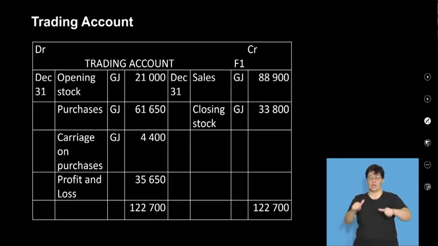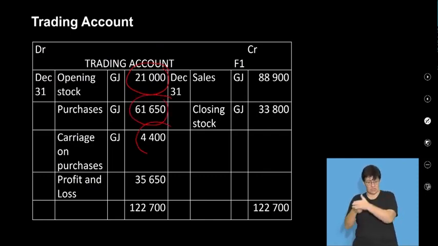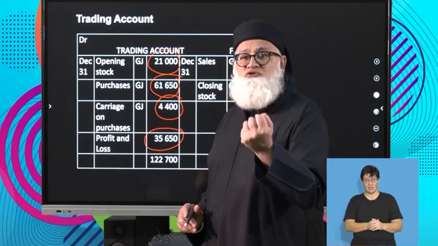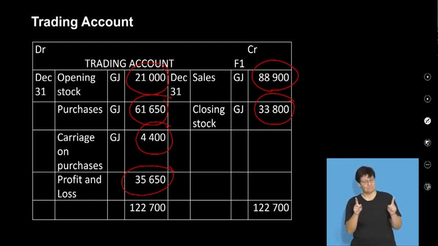Now watch this here. This is my trading account, where I'm calculating my cost of sales. Watch, opening stock, plus purchases, plus carriage on purchases, right? Then I bring in my sales component, I bring in my closing stock component, and there's my profit and loss. So in my trading account, I don't see the cost of sales as a standalone figure. Rather, all of these components together will give you the final figure, namely your profit and loss, which is your gross profit.